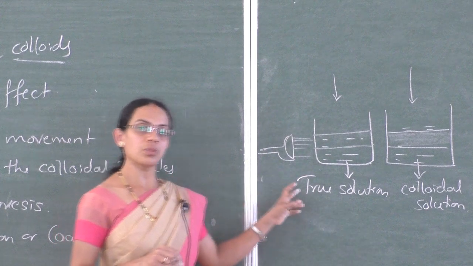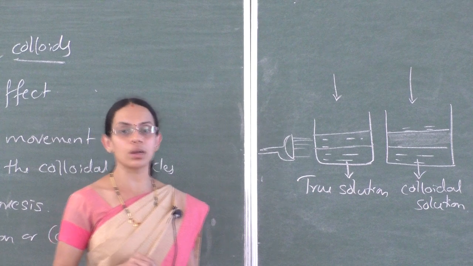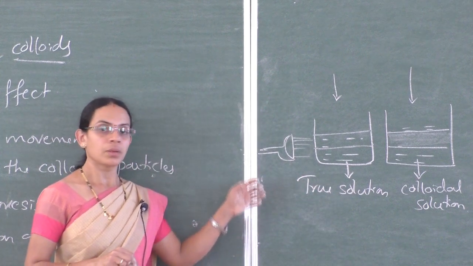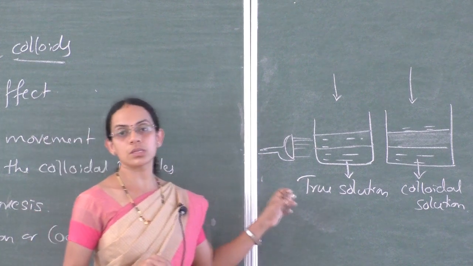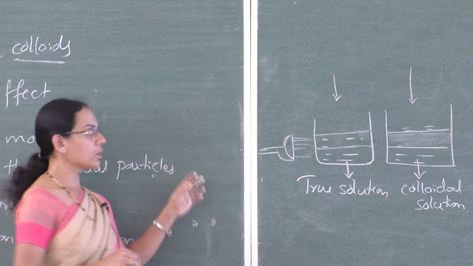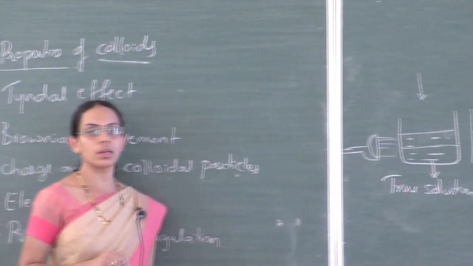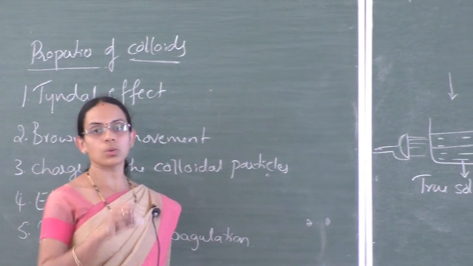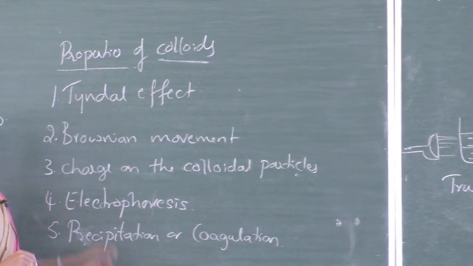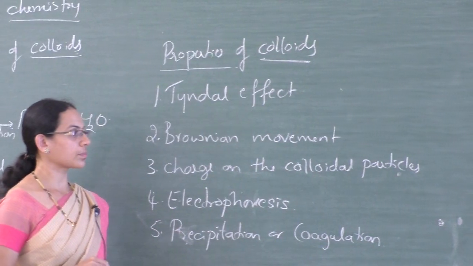And from the Tyndall effect it also confirms the heterogeneous nature of the colloidal solution. So these are some of the applications of colloidal solution. We can confirm the heterogeneous nature of the colloidal solution by Tyndall effect. So Tyndall effect is a scattering of light by colloidal particles, and the formed cone is also called Tyndall cone. So that is about the first property of the colloids, that is Tyndall effect.